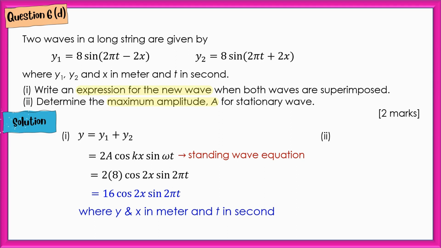Referring to the standing wave equation, we can identify the maximum amplitude for the standing wave, which is the amplitude is equal to 16 meter.